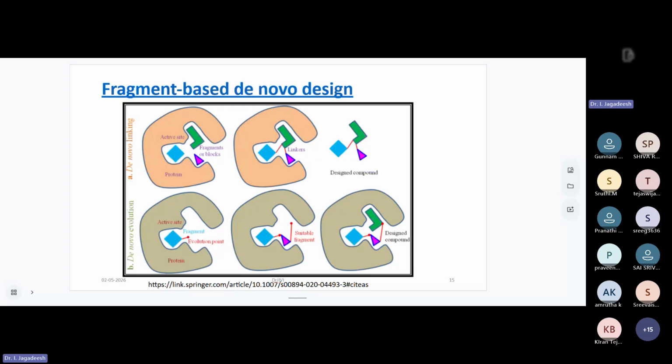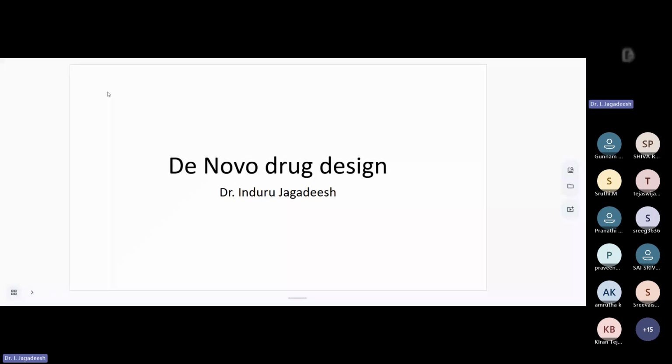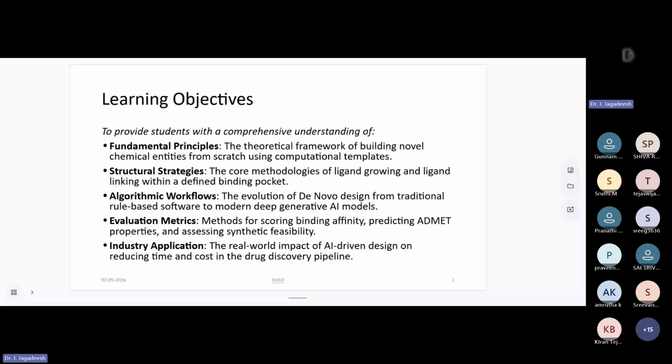So we will just go to a recapitulation of the first class so that we will not jump directly into fragment-based design. We were discussing de novo drug design. In that, first we have seen the learning objectives, which cover the fundamental principles you are going to learn, structural strategies, and algorithmic workflows. Workflows will have a little bit separate class, because these algorithmic workflows require generative AI, where so many terminologies are present.